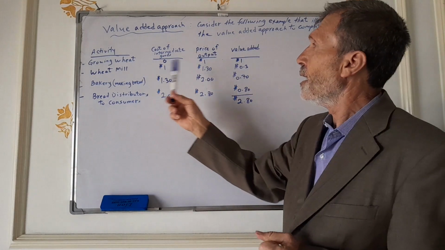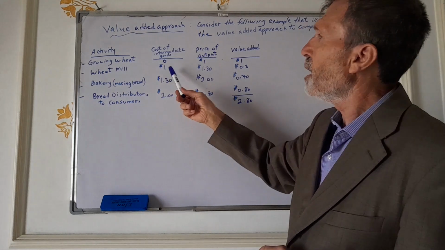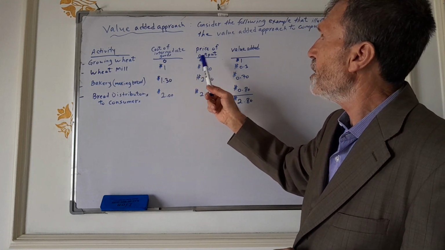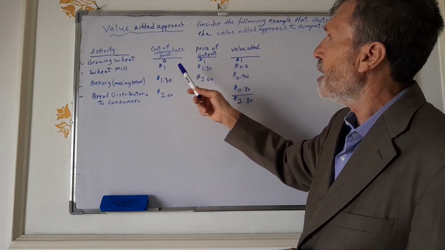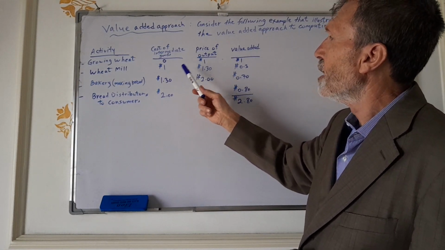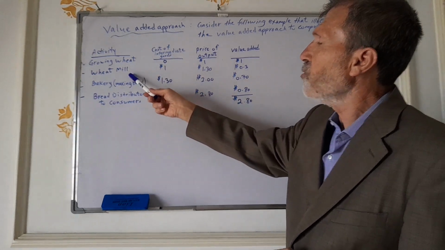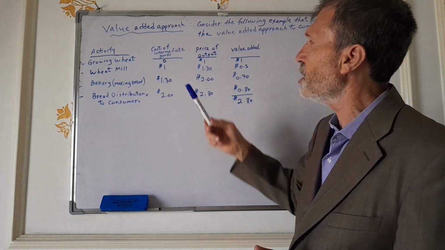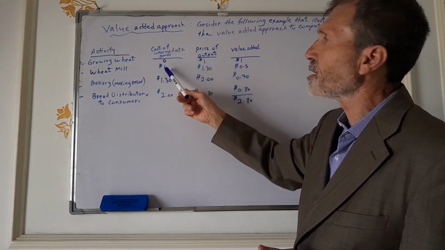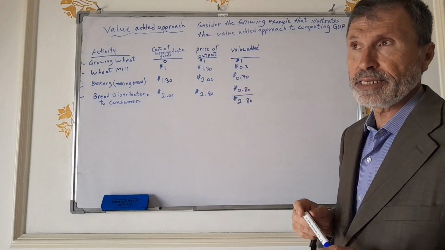Now the wheat mill will buy the wheat for $1, and then after grinding the wheat, he will sell it for $1.30. Therefore, the value added in the second stage of production is $1.30 minus $1, which is 30 cents.